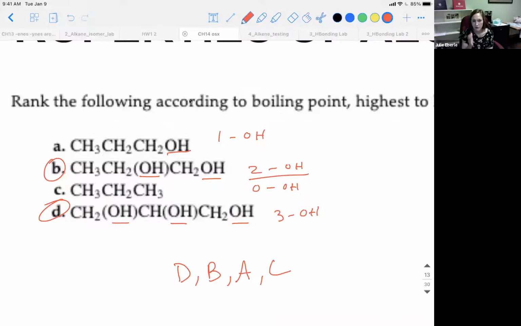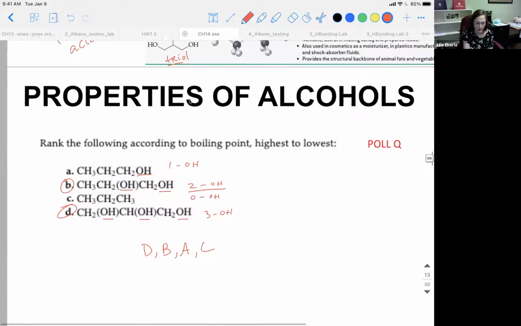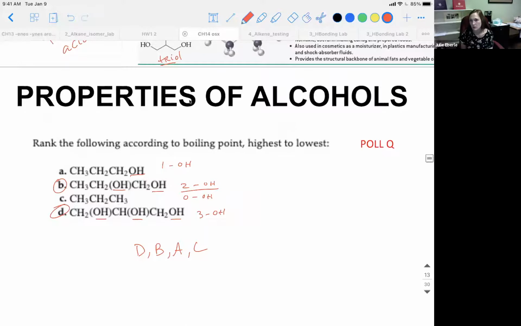Okay, so this for sure is a very plausible exam question. I want you to be able to order things like this by their boiling or melting. Melting point would have the same trend. You put the same answer. Any questions on that?